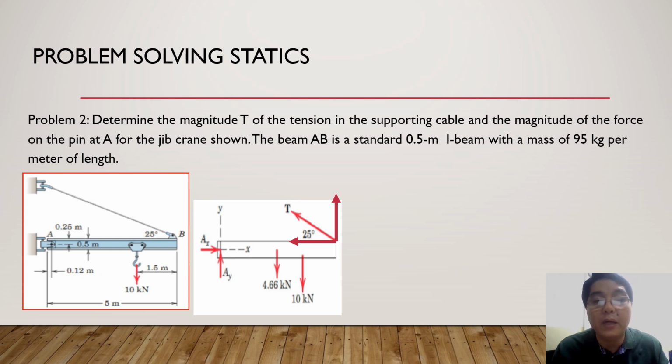Ipakita nga natin yung mga yan, ano? So, ito, 0.12, itong clearance na to magmula rito hanggang dito. Yan. Kasi nga ito yung pin connection natin. At itong 0.25 na to, that will be half of this 0.5. Okay. So, we are now ready.